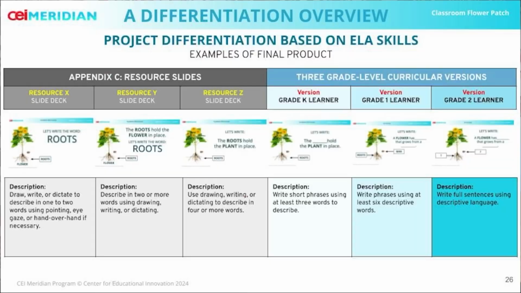This project is designed for kindergarten through second grade class of students with disabilities who perform at various learning levels. We have created multiple versions of this project to address the varied learning levels of the students. We have versions aligned with grade K standards, another aligned with grade 1 standards, and another aligned with grade 2 standards. We also have resource slide decks X, Y, and Z found in Appendix C that are great resources for you to use with students who are working towards the standards as they have modified content.